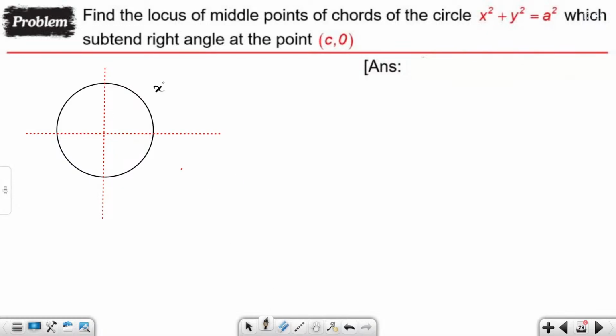The equation of the circle is what? x squared plus y squared equals a squared. Okay. Now, see this question very carefully. Find the locus of the middle point of the chords of the circle which subtend a right angle at this point. Now, the point is not the origin. This point is somewhere else.